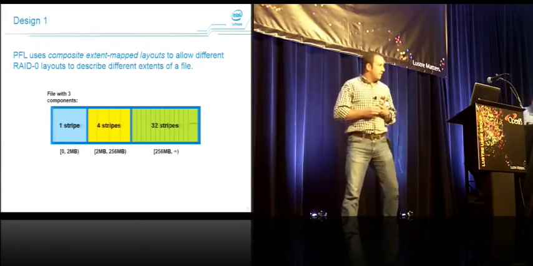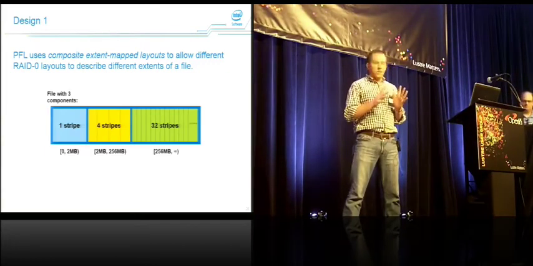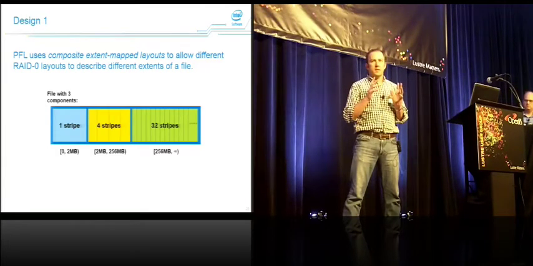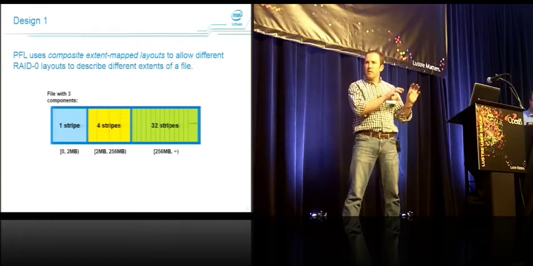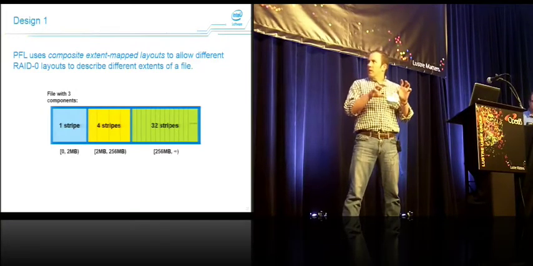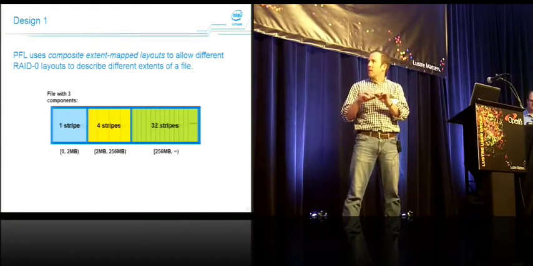So the way we do this is based on the layout enhancement, and we presented this at LUG last year. One component of layout enhancement is a composite layout. It takes traditional layout xattrs and bundles them together. So we have a header, we have this many sub layouts, and we just store that as a new xattr. Here's the data view of a composite extent mapped file.